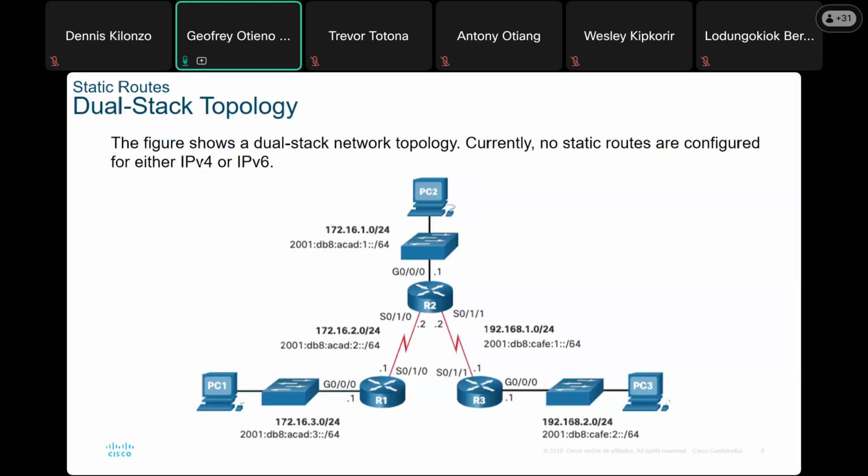How many cables are connecting R2? There are 2 serial interfaces from R1 to R2 and R3 to R2, and there's 1 Ethernet interface. Remember, these are networks, because each port of a router represents a different network. So there are 3 networks. Is it clear now?